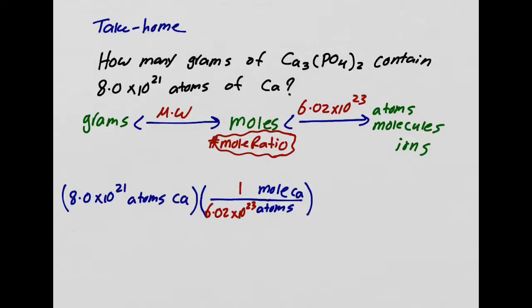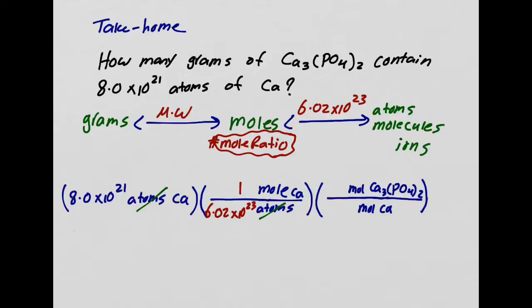Again, I know that I don't want calcium. I want calcium phosphate. I'm at mole right now. Because I'm at mole right now, I can do a mole ratio, right? Okay, and again, the atoms cancel out. I have moles. Now that I'm at moles, I can do a mole ratio. Now, I don't want the moles of calcium. That's not what I'm interested in. What I want is the moles of calcium phosphate.